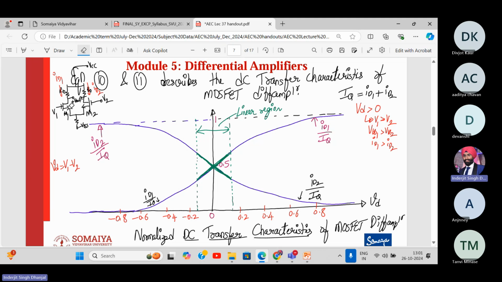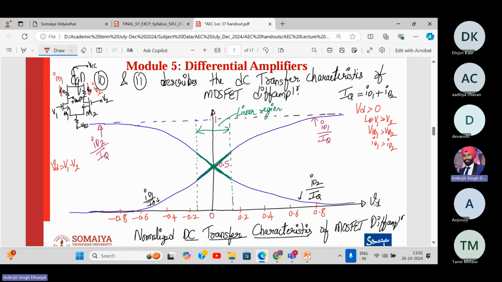That means M1 is more into saturation, deeper into saturation. Heavy current flows through M1 compared to ID2. Yes or no? When VD becomes positive, ID1 current is more compared to ID2. So the differential voltage is positive means what? As you can see, current ID1 is always more than current ID2 in this region.